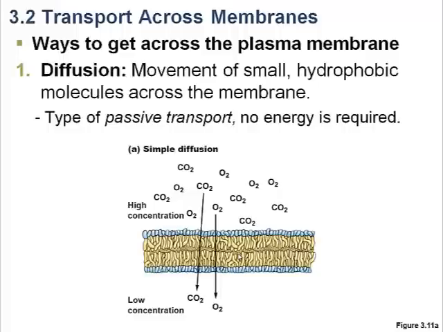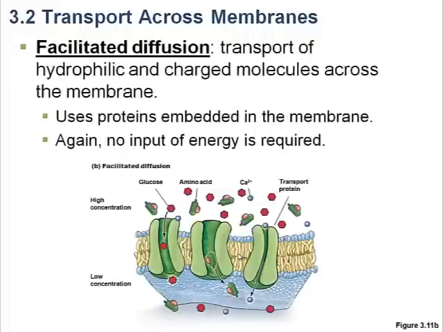So diffusion is a type of passive transport. This means that no energy is required for diffusion to occur. No pumping of any type is occurring. The molecules are simply moving because of random motion from an area of high concentration to an area of low concentration. Now, what we just discussed on the previous slide is something that we refer to as simple diffusion.